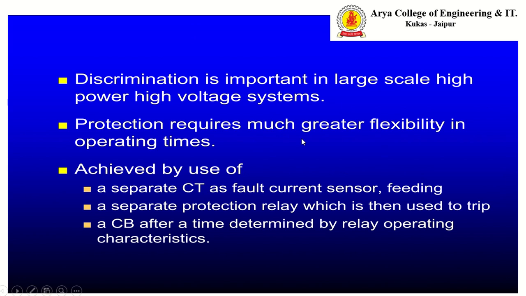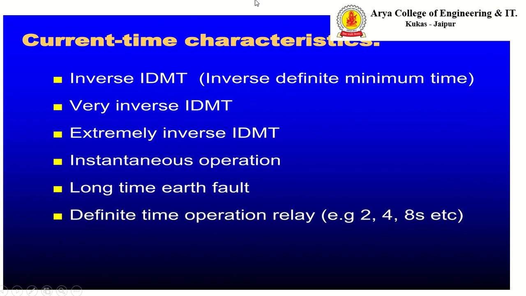Protection requires much greater flexibility in operating times because a large number of equipments are using that particular equipment over its time period. It is achieved by use of a separate circuit: CTs as fault current sensors feeding a separate protection relay, which is then used to trip a circuit breaker after a time determined by the relay operating characteristics.